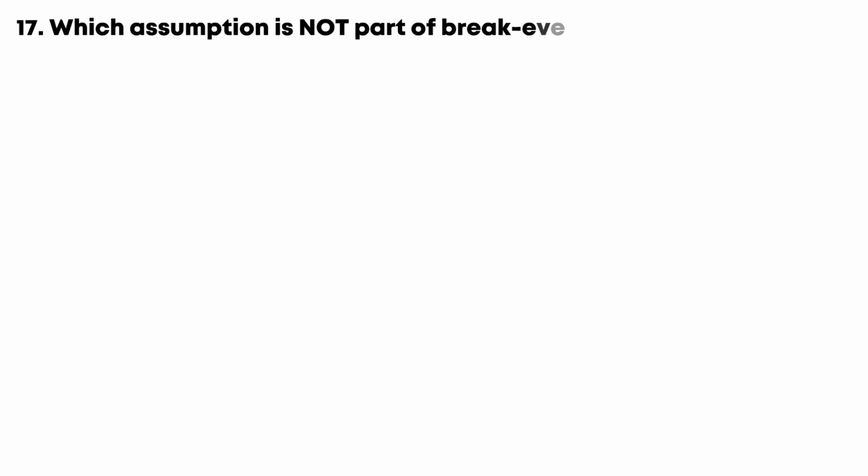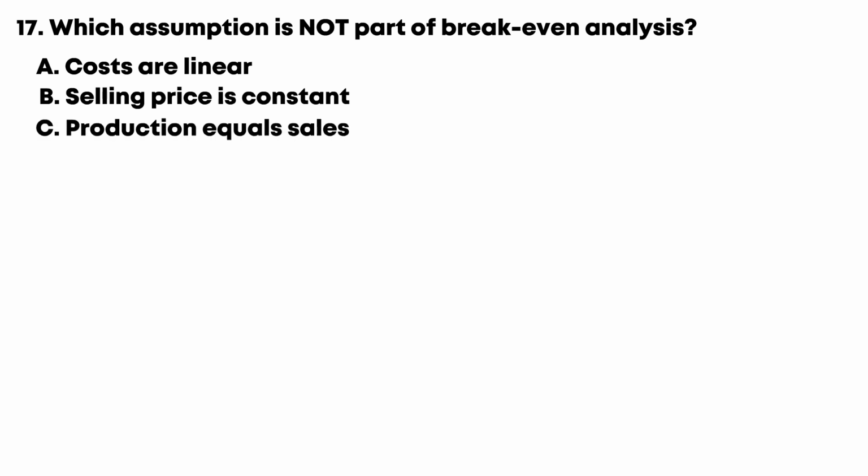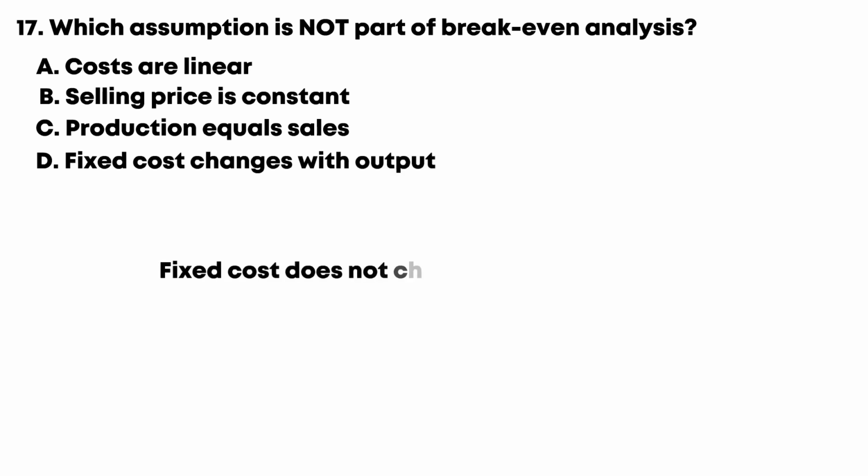Question number 17. Which assumption is not part of break-even analysis? A. Costs are linear. B. Selling price is constant. C. Production equals sales. D. Fixed cost changes with output. Fixed cost does not change with output. So option D is not part of break-even analysis.